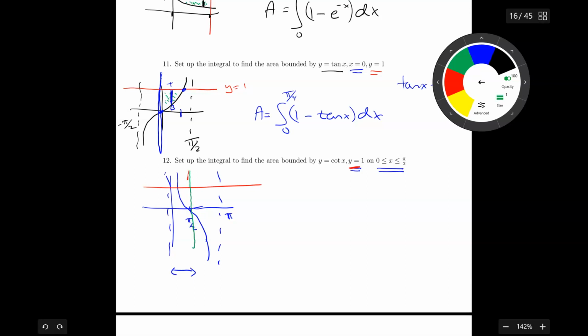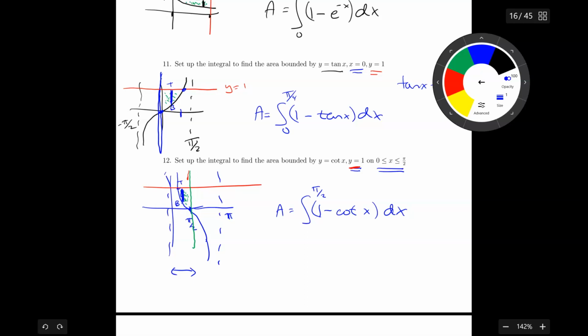So between x equals 0 and x equal pi over 2, let me just use a different color here. The line x equal 0 is not really involved there, so this is giving me this area here. So this area here that's bounded, I want to find that area. So here's my rectangle, top of the rectangle, bottom of the rectangle. So my area will be y equal 1 as the top function, subtract off the bottom function, which is cotangent of x, dx integration.